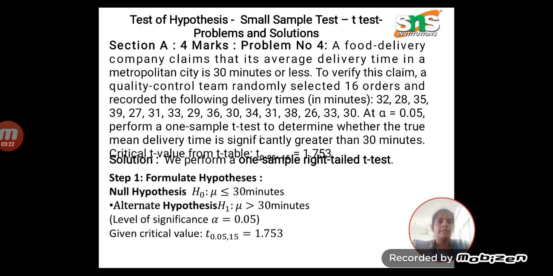So I am going to formulate the hypothesis. There are two types of hypothesis. One is the null hypothesis and the other one is the alternate hypothesis. We can reject the null hypothesis if the calculated value is greater than or equal to the critical value. If it is rejected, then we can accept the alternate hypothesis. So I am going to assume the null hypothesis as H naught. H naught is population mean less than or equal to 30 minutes and the alternate hypothesis is mu greater than 30 minutes. Here the level of significance is 0.05.